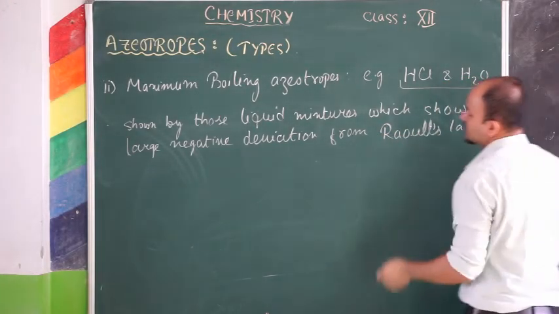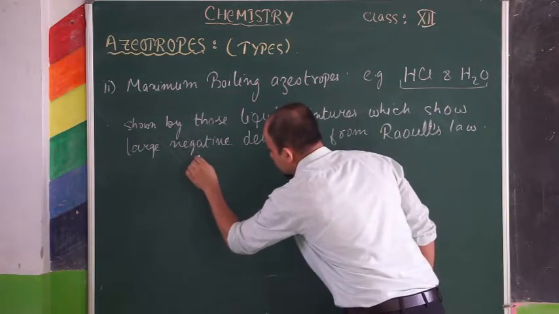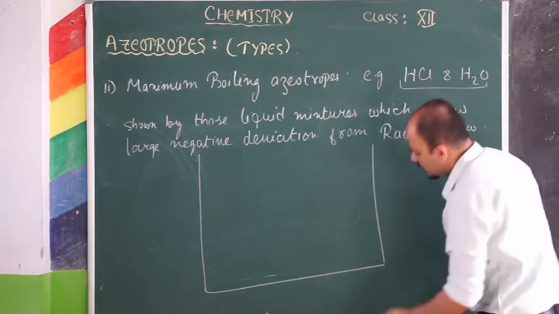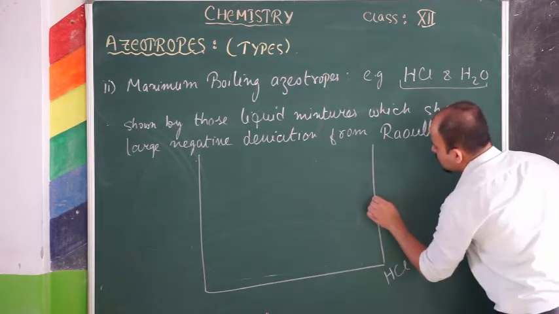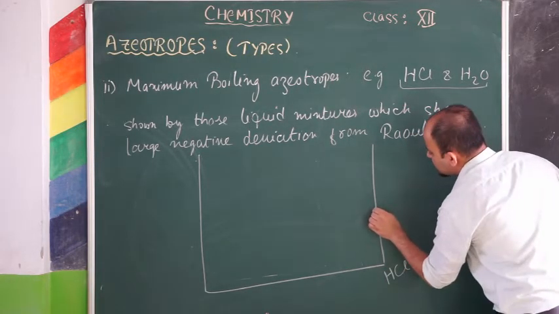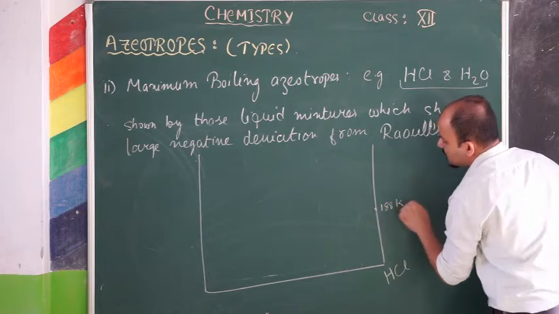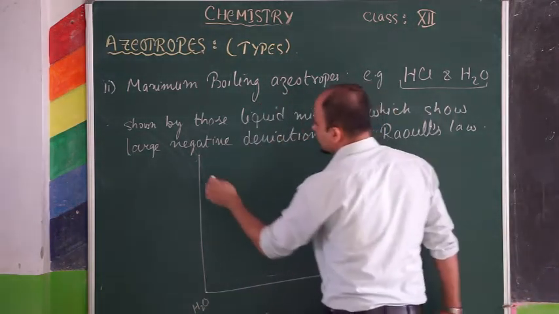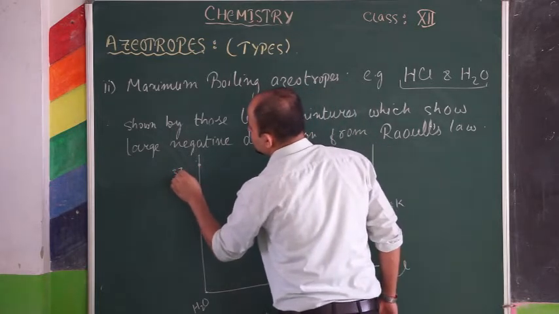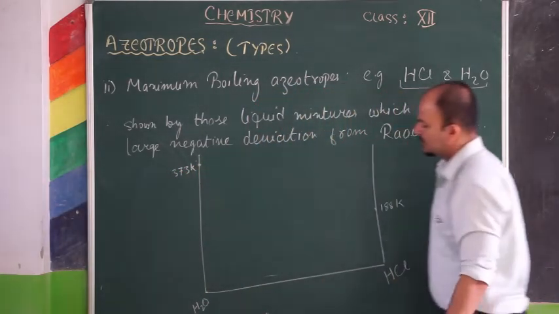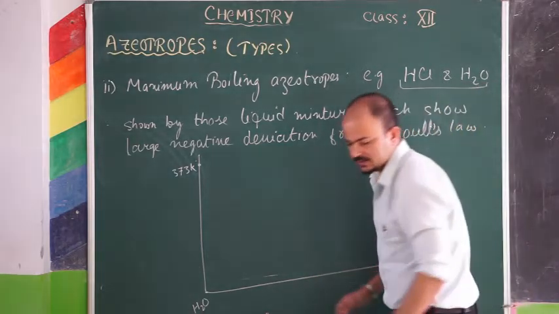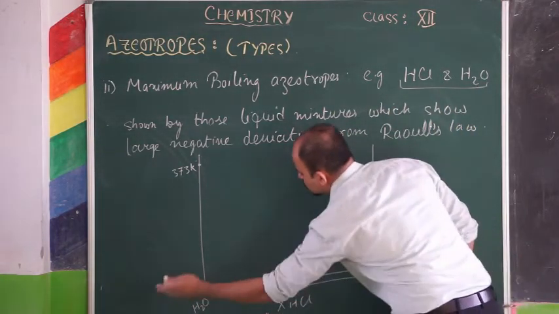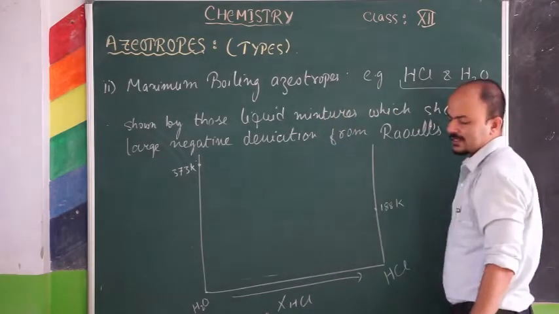An example is given. Now let's plot the graph. How does the graph look? Here you have HCl this side, and its boiling point is 188 Kelvin, and this side you have water, and you know its boiling point is 373 Kelvin. The mole fraction of HCl will increase this way, and as you go towards the left hand side, the mole fraction of water will increase.